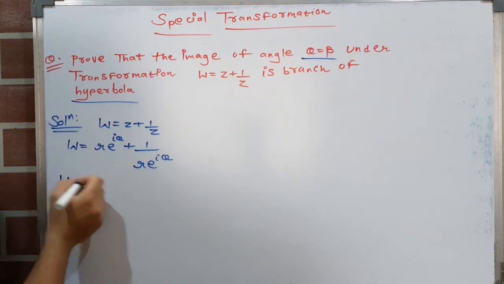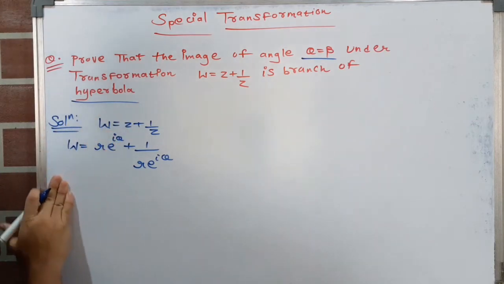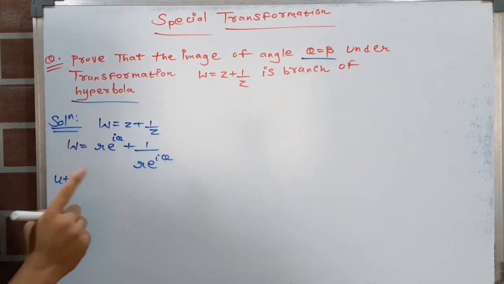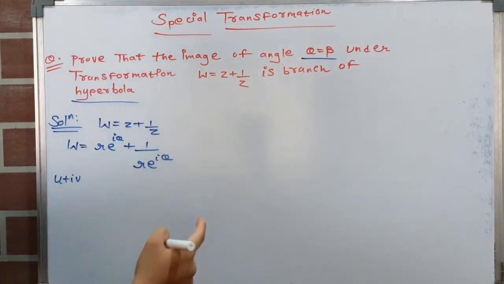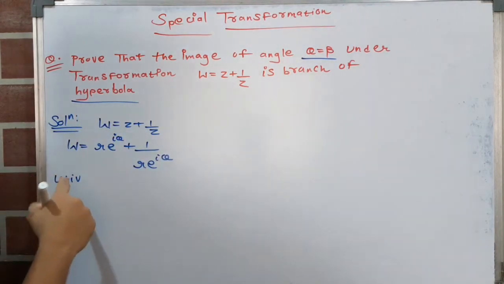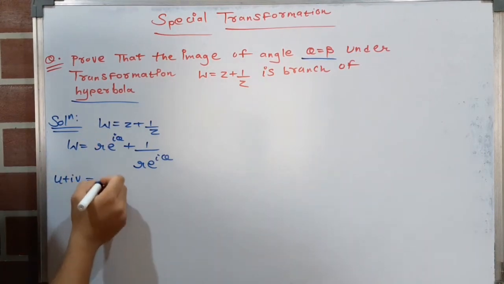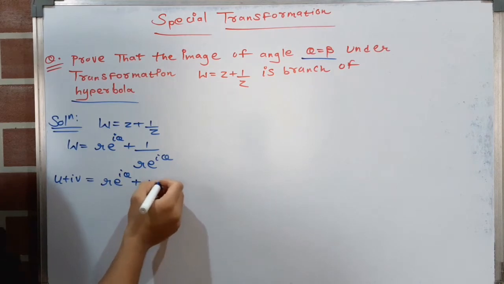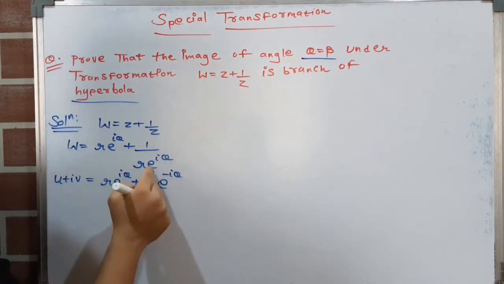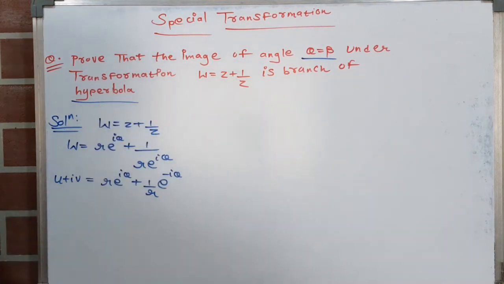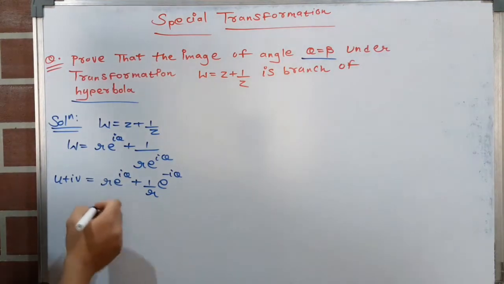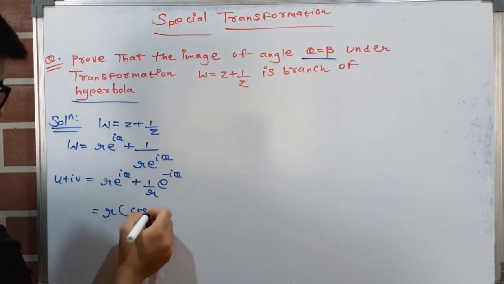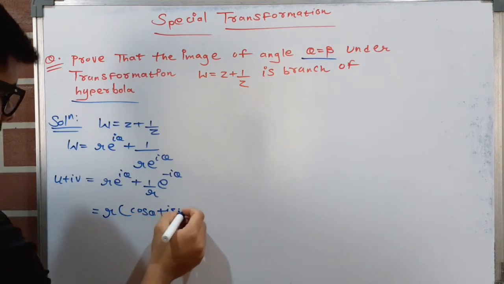So W is equals to, what is W? W is U plus IV. Okay. So we will write here U plus IV. Here we want to write Z in polar form. Okay. Not W. So we will write W as U plus IV. So here U plus IV, R into e raised to I theta plus 1 upon R into e raised to minus I theta. This e raised to I theta goes in the numerator. So it will be e raised to minus I theta. So what is e raised to I theta? It is cos theta plus I sin theta.